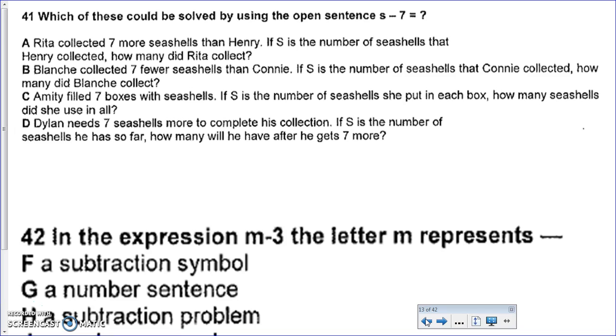So for A, Rita collected 7 more seashells than Henry. If S is the number of seashells that Henry collected, how many did Rita collect? Well, we know she collected 7 more, so S represents Henry, so we're going to write S plus 7 to represent how many Rita collected.